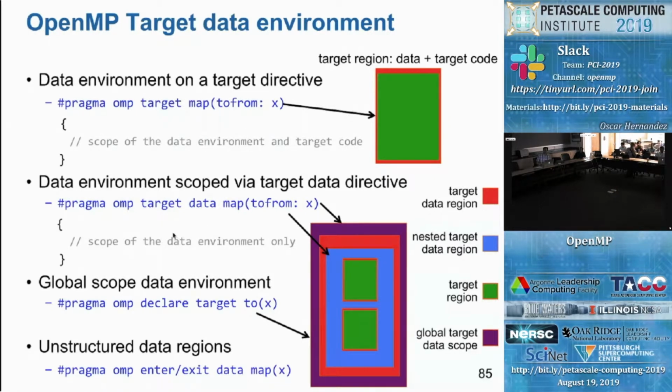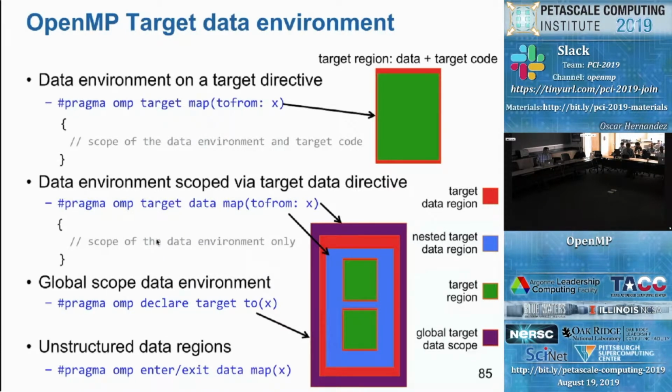Whatever you have inside that target data region could be code that executes in the host, or you can encounter another target region where you want to do the offload of the computations, but there's already some data available in the device. So we have different directives that help us control not only the computations, but also the data environment. And those target data directives can be nested. You can have a target data nested inside another target data, and so on.